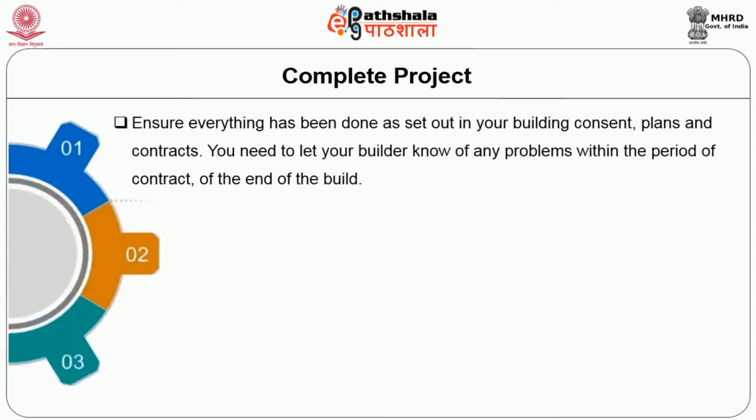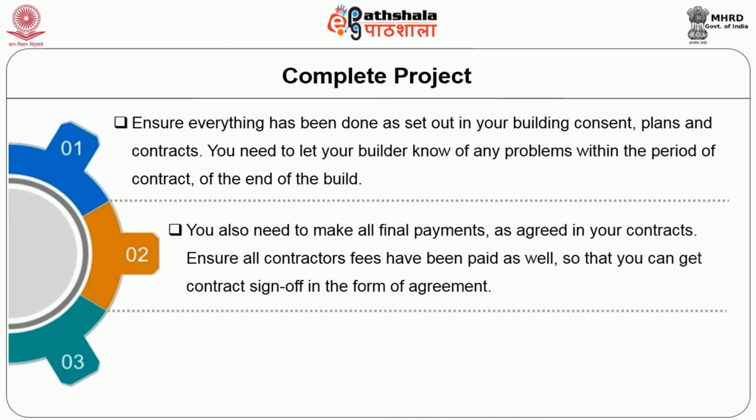Complete your project. Ensure everything has been done as set out in your building consent plans and contracts. You need to let your builder know of any problems within the period of the contract of the end of the build. You also need to make all final payments as agreed in your contracts and ensure all contractors' fees have been paid as well so that you can get contract sign off in the form of agreement.